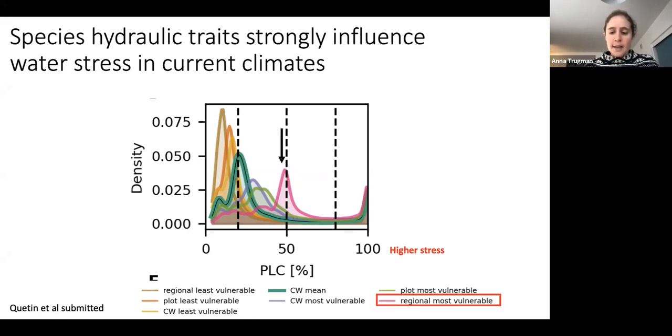And if we looked at the most vulnerable hydraulic trait composition within a climate forcing grid cell, we found pretty extreme losses in conductivity compared to the community weighted mean maps, which had much more moderate losses in conductivity for the mode, corresponding to about 20%. And the least vulnerable plants within a climate grid cell had really pretty minimal losses in conductivity.